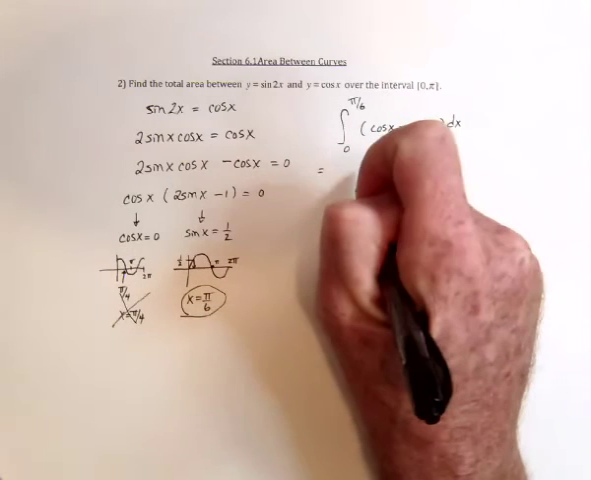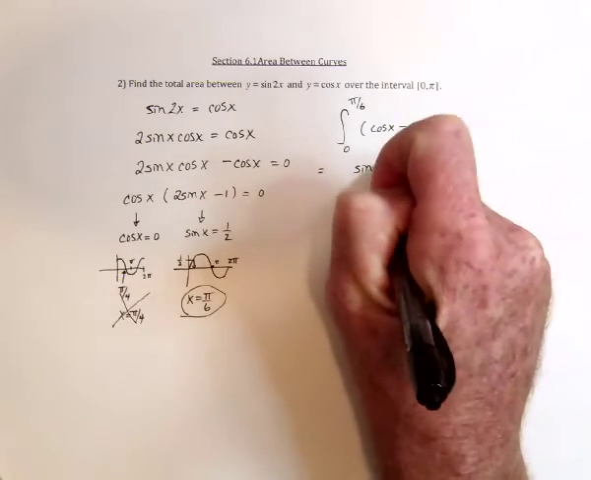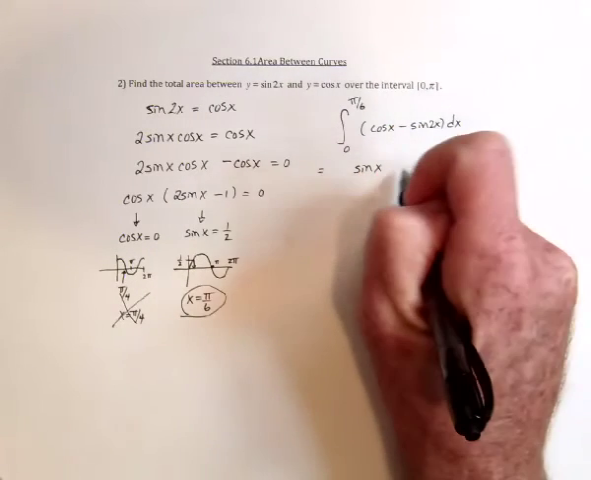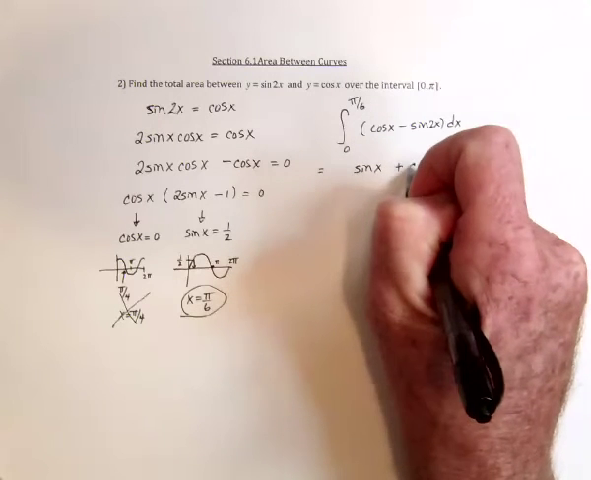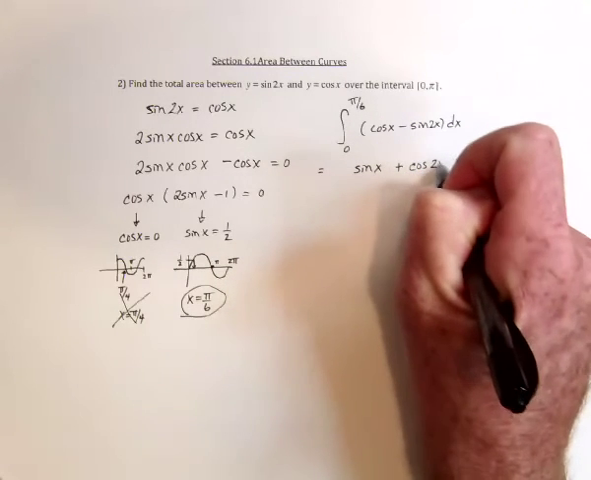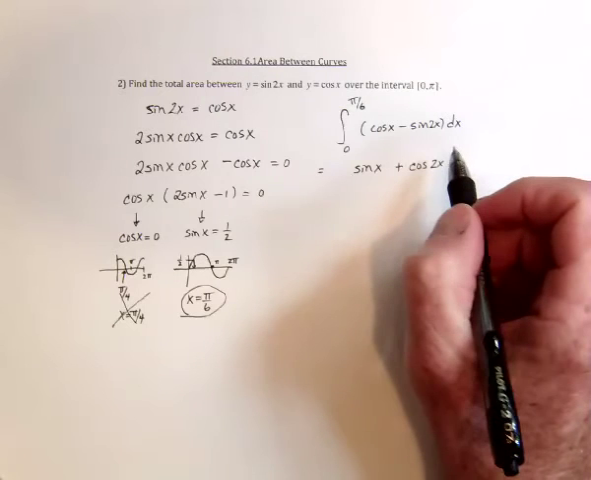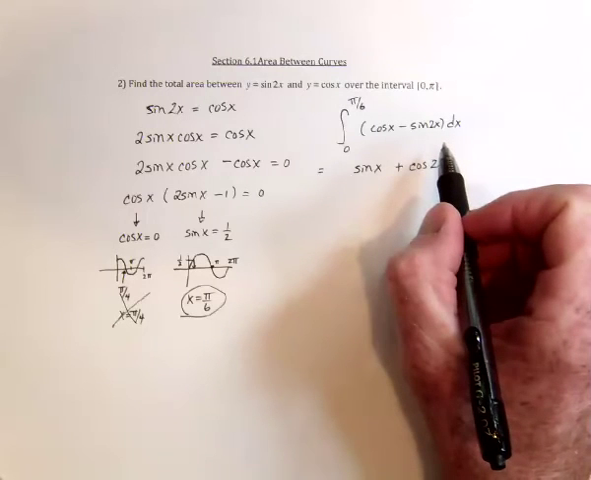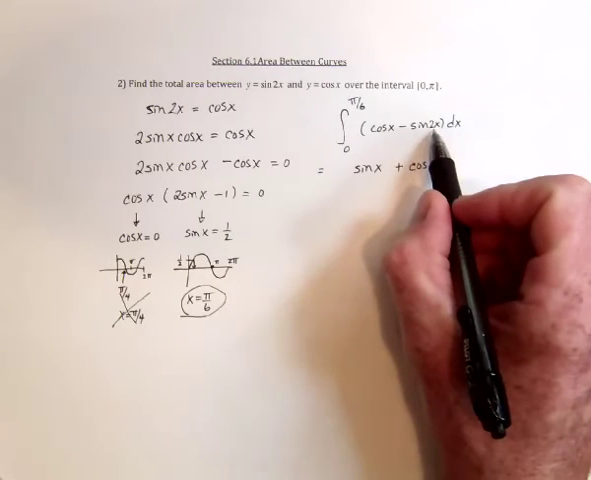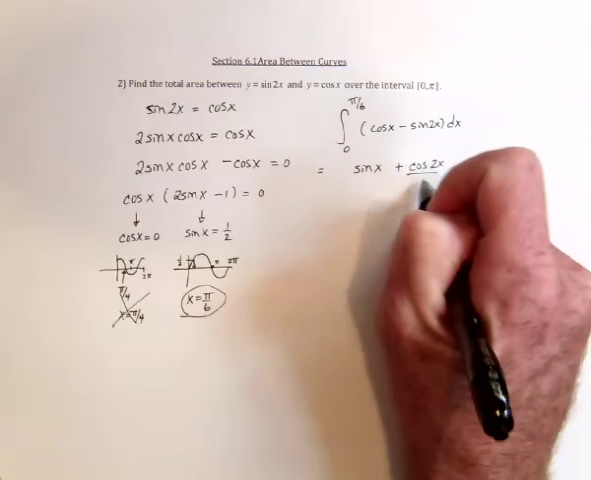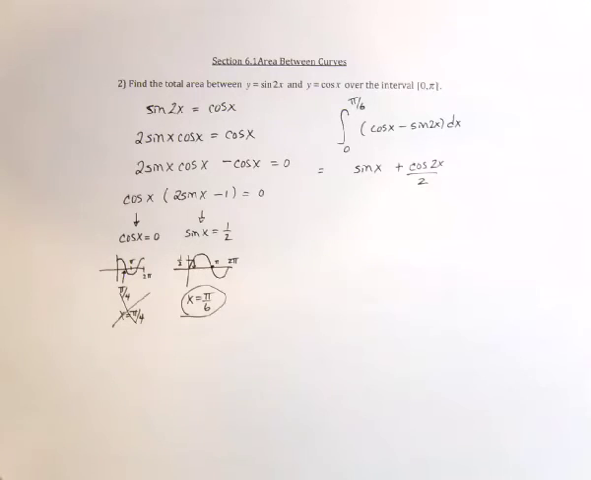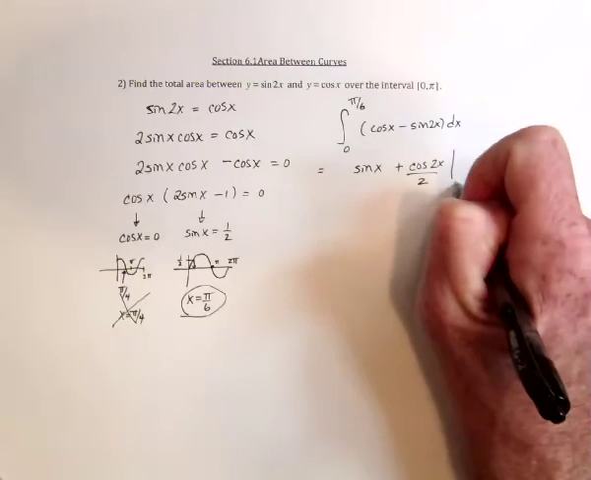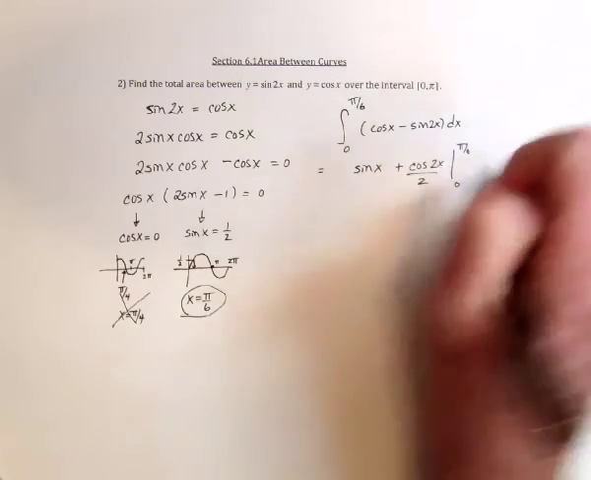So the antiderivative for cosine is sine of x. The antiderivative for sine is cosine of x. But this one is cosine of 2x. So if we were taking derivatives, we would need to multiply by 2. Since we're doing the opposite, then divide by 2. Or if you use u substitution, you'll end up with the same thing. Then evaluate from 0 to pi over 6.